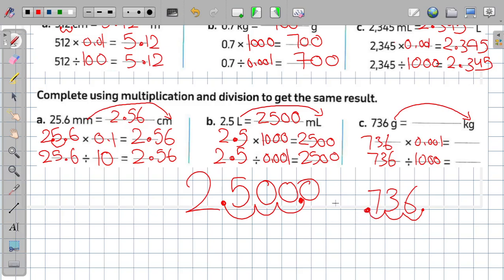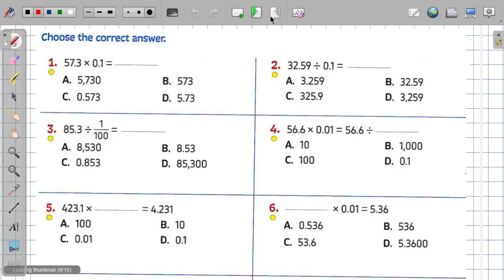And I don't have any ones digit, so I will add a 0 right here. So the result will be 0.736. Okay. Next, I have some multi-choice questions on the division and multiplication operations by powers of 10.